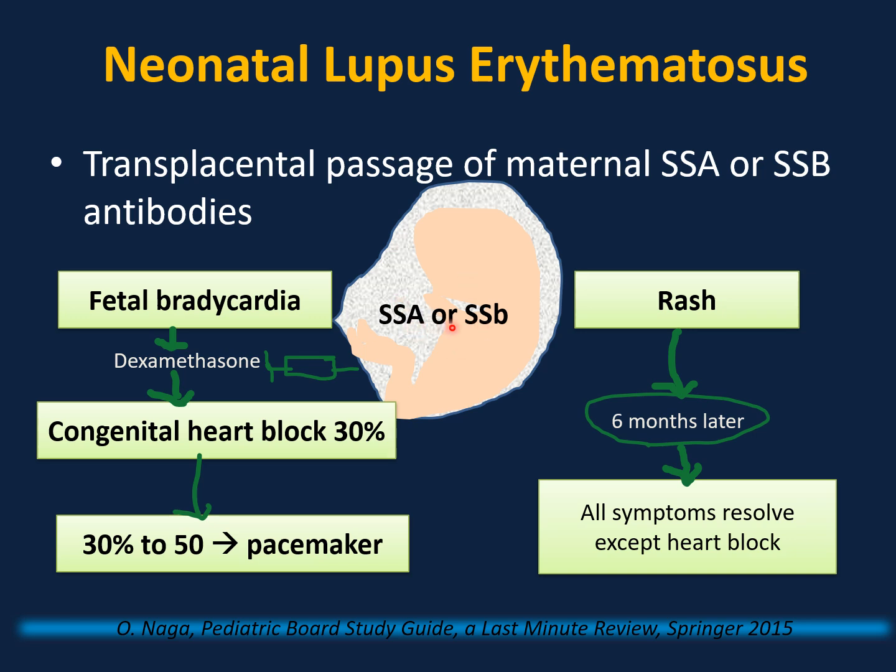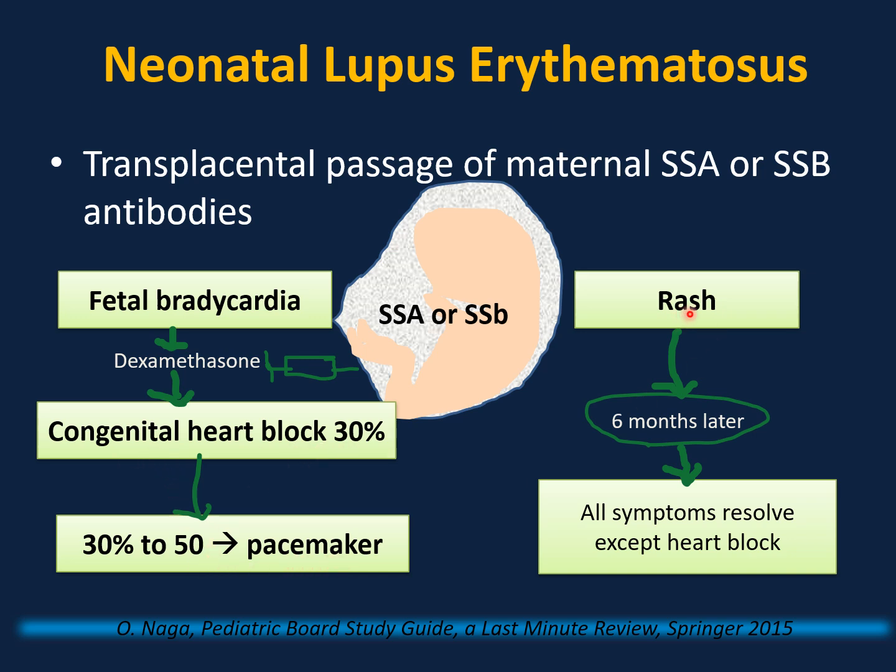These antibodies can cause destruction of the conductive system of the heart, and the earliest manifestation during pregnancy is fetal bradycardia. Once fetal bradycardia is detected, the mother typically will receive dexamethasone to prevent further destruction of the conductive system of the heart. 30% of infants born to a mother with systemic lupus will develop congenital heart block, and 30 to 50% of these infants with congenital heart block will require a pacemaker.